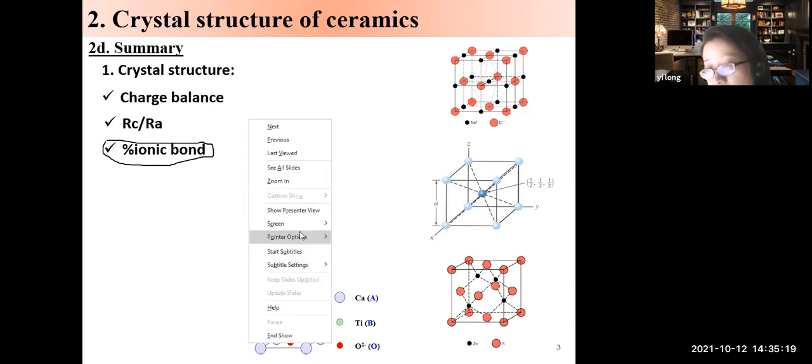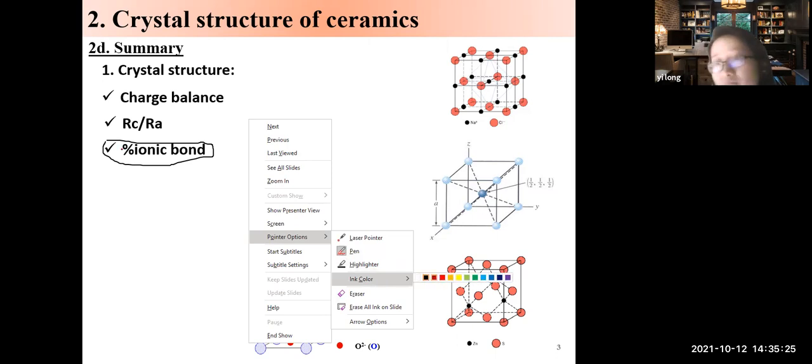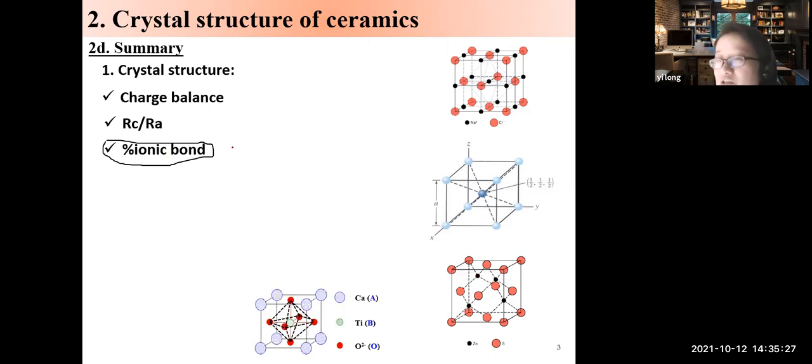What we call the percentage of the ionic bond. Let me change the color, okay? The percentage of the ionic bond. If you have some materials which have more covalent bond, you cannot use this RC over RA anymore. So this one more or less applies to more ionic bonded compounds.